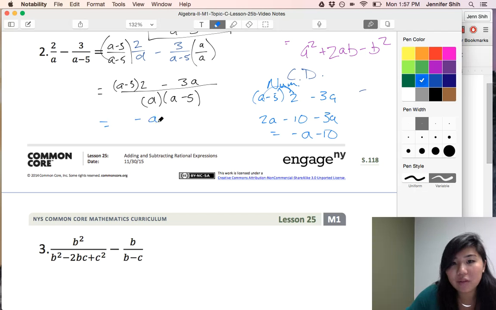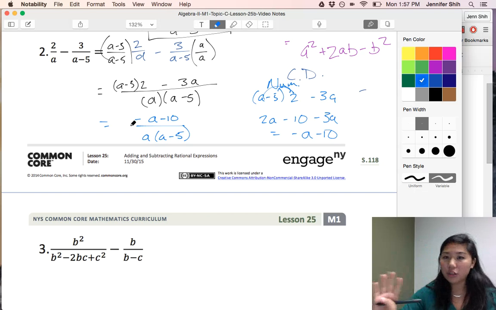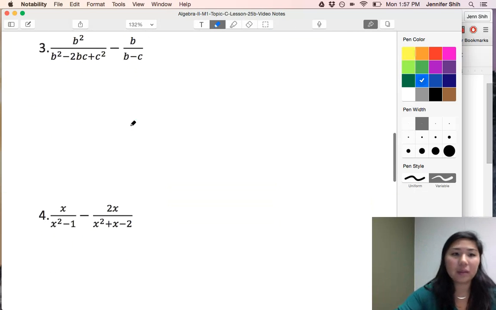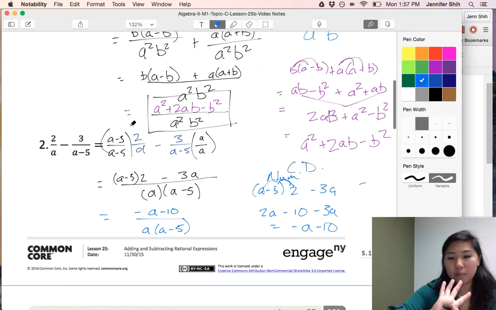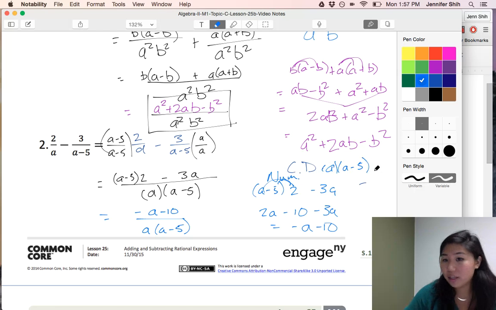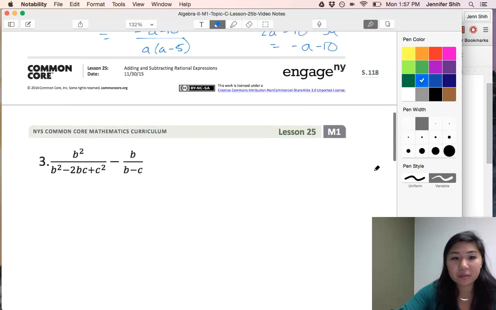So I have negative a minus 10 over a times a minus 5. You can simplify this with a negative sign, take out a negative sign, but you'll have an equivalent expression. Only 2 more examples. Again, pause the video, annotate your notes. If you don't know how I got this common denominator, I chose my common denominator as a and a minus 5. That's where you can put a question mark or an exclamation point and bring those questions to class.